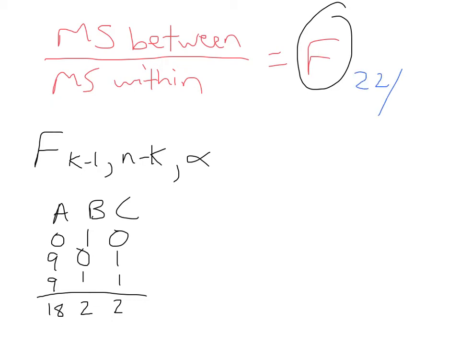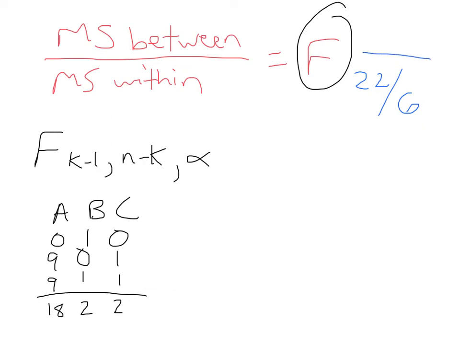divided by, okay, n minus k, which is the degrees of freedom. N is 9 because I have 9 values. I have 3 groups. 9 minus 3 is 6. So this is 22, and 6 is in the denominator. What's in the numerator? Okay.